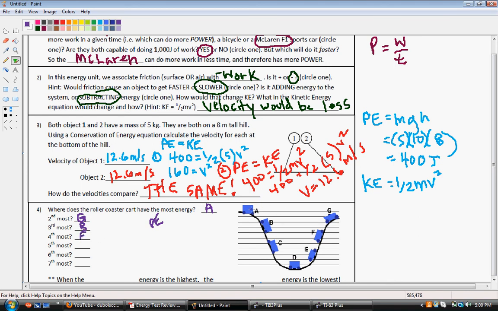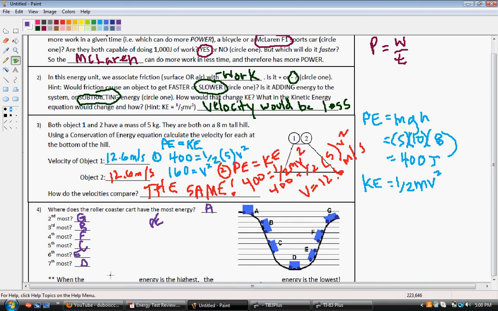Do you see how A is a little bit higher than G, and G is a little bit higher than B, and B is a little bit higher than F? And then fifth most potential energy would be C. Sixth most would be E. And seventh most would be D.